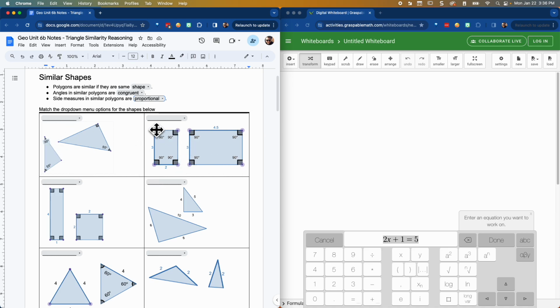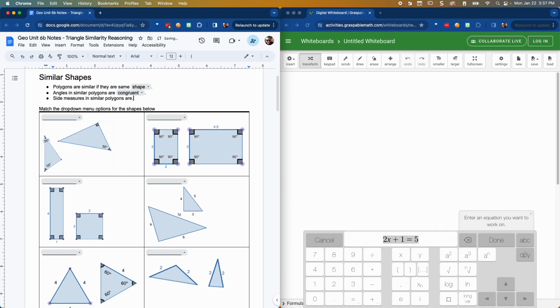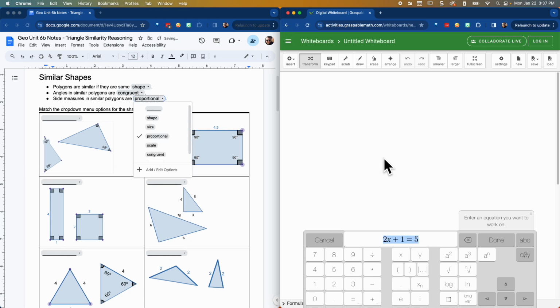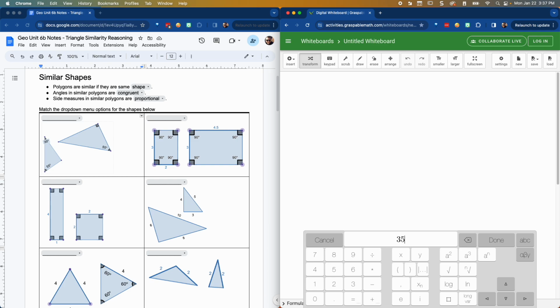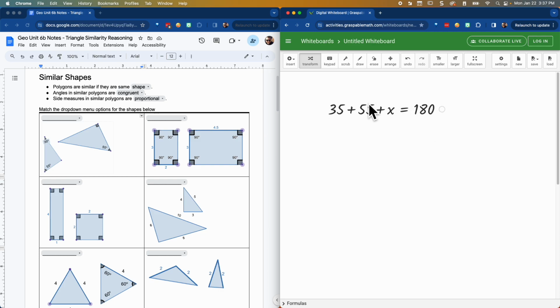Okay, so I am looking at these pairs of shapes, and I'm trying to wonder, are they the same? Well, let's look at this triangle first. I have a triangle that's 35 and 55, and I know that all triangles have 180 in them. So 35 plus 55 plus some other value is going to add up to 180. If I combine things and subtract that from the other side, that tells me that this third angle in the corner is a 90 degree angle.